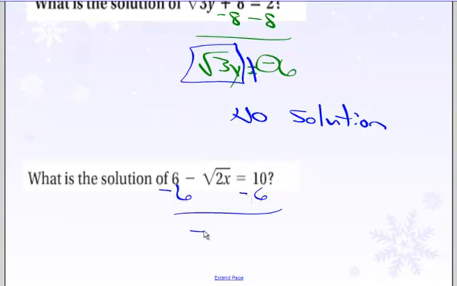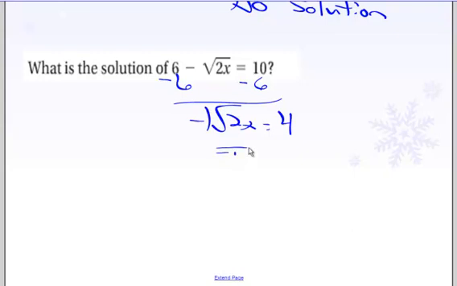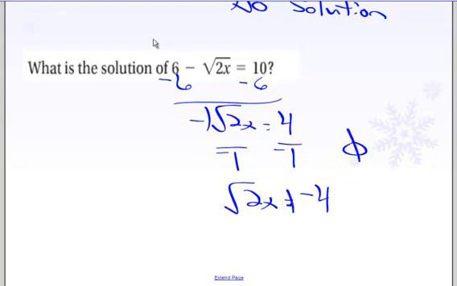Okay, so right now we're minus 6, minus 6. Notice the radical is not alone, so negative square root of 2x equals 4. Seems okay. I have to treat this like it's negative 1. Divide by negative, divide by negative. The square root of 2x is equal to negative 4. Again, same situation, no solution. I cannot take the square root of a number and get negative.